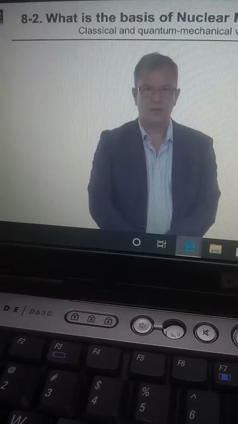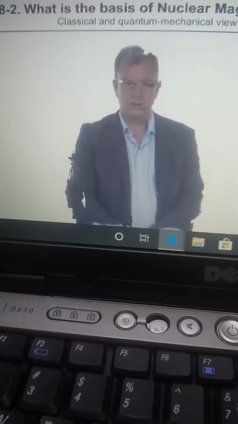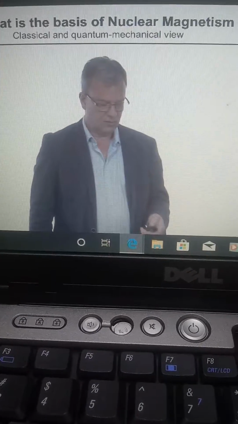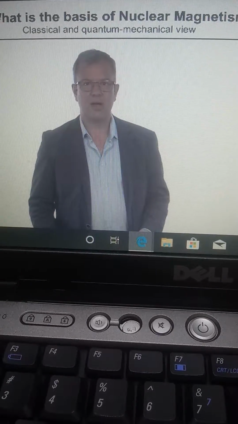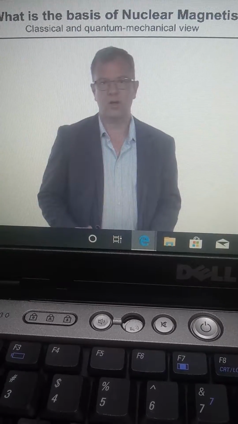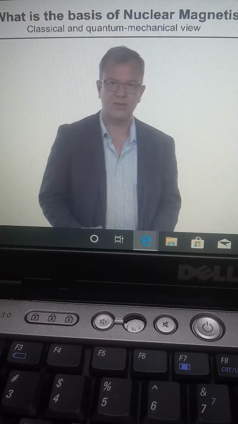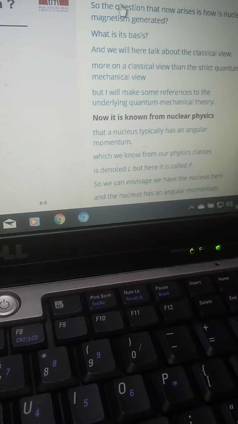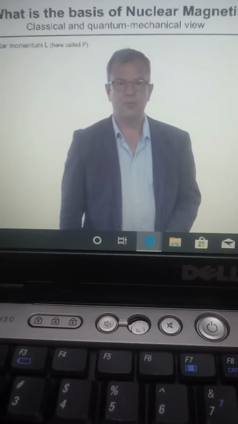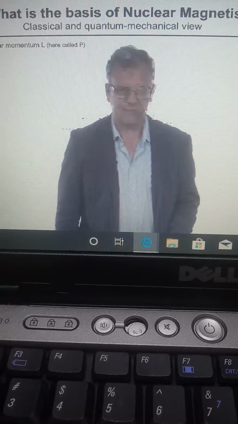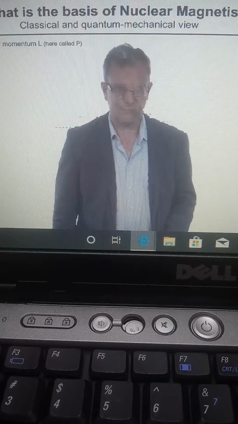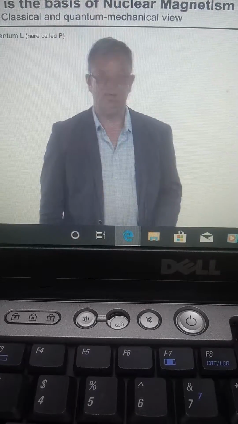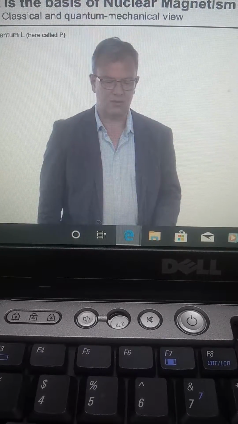So the question now arises is, how is nuclear magnetism generated? What is its basis? And we will here talk about the classical view, more on a classical view than the strict quantum mechanical view, but I will make some references to the underlying quantum mechanical theory. Now, it is known from nuclear physics that a nucleus typically has an angular momentum, which we know from our physics classes is denoted L, but here it is called P. So we can envisage we have the nucleus here, and the nucleus has an angular momentum.